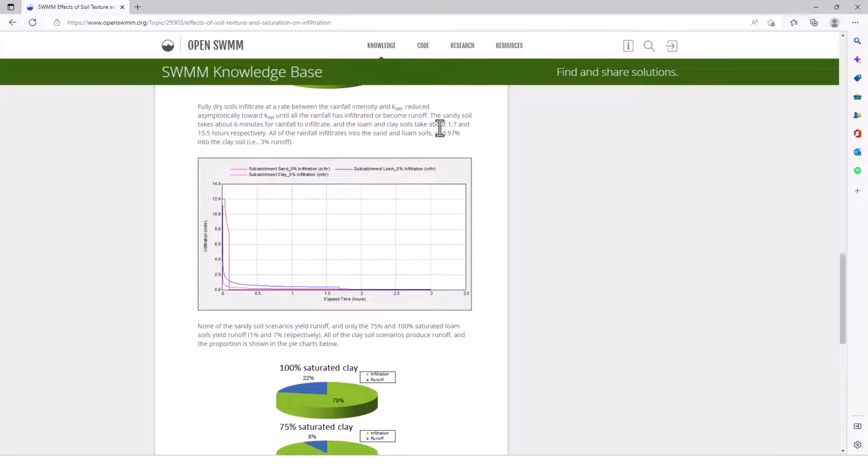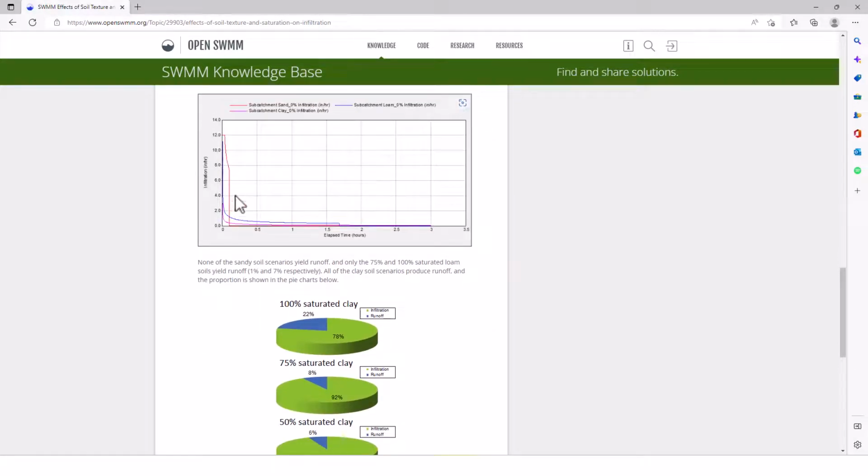Fully dry soils infiltrate at a rate between the rainfall intensity and KSAT, reducing asymptotically toward KSAT until all the rainfall has infiltrated or become runoff. The sandy soil takes about 6 minutes for rainfall to infiltrate, and the loam and clay soils take about 1.7 and 15.5 hours respectively. All the rainfall infiltrates into the sand and loam soils and 97% into the clay soil, i.e. 3% runoff. We can see that with the graph here, the infiltration over the elapsed time.